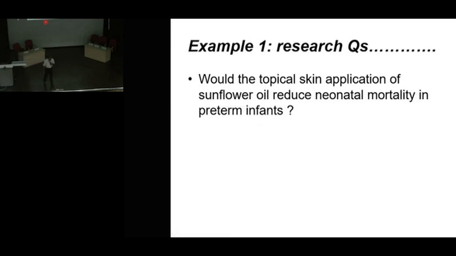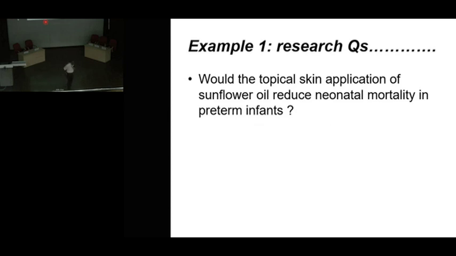So you'll see a little bias of my pediatric and neonatology. I can't help it, but I'll give you some examples all the same. So here's a research question, which says, would the topical application of sunflower oil reduce neonatal mortality in preterm infants? So if you put it back into the PICOT format, what is the P here?